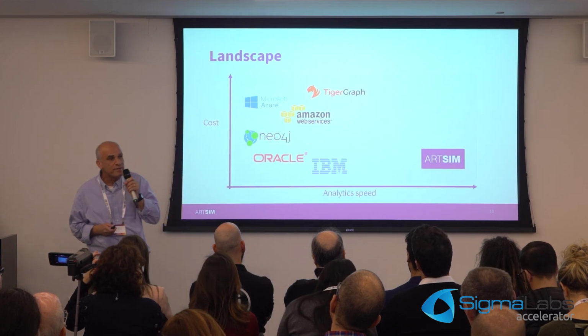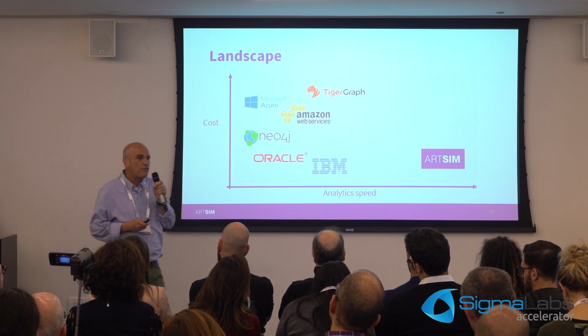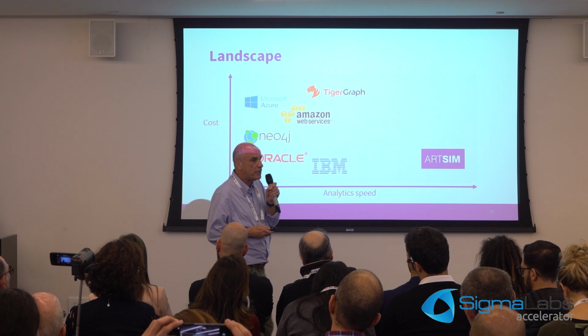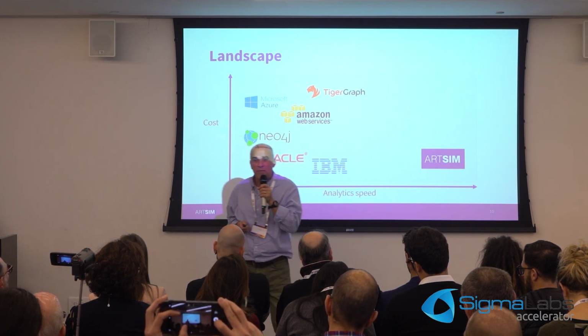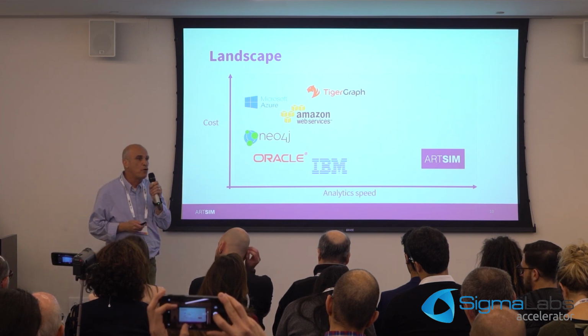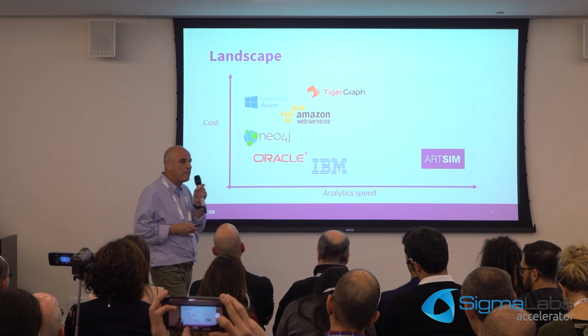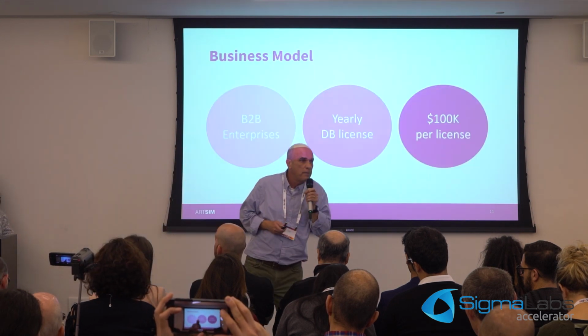Microsoft and Amazon recently joined the graph game of around 10 players offering pure software implementation. Artsim is the only player to offer a new 100 times, or 100x, performance class, hence enabling a true real-time graph analytics business.